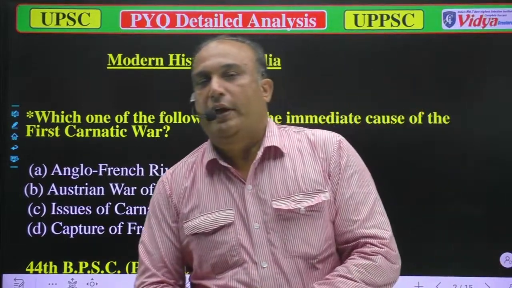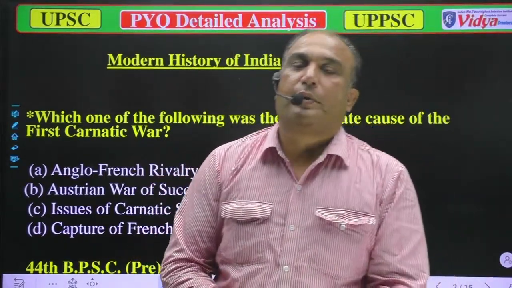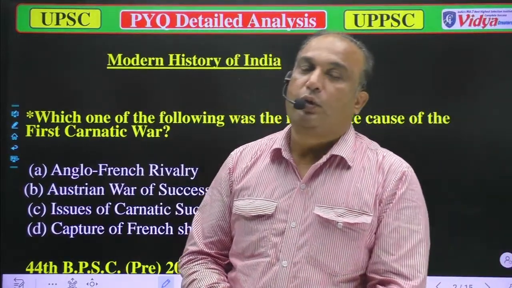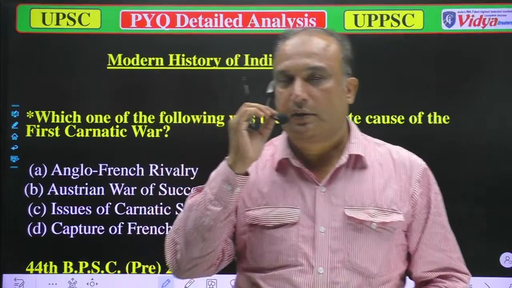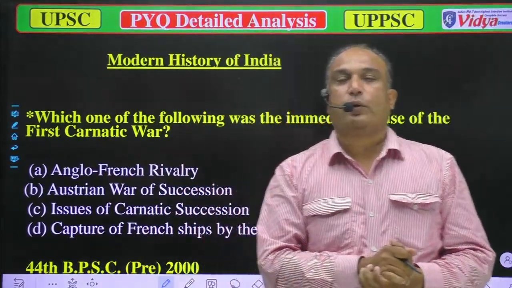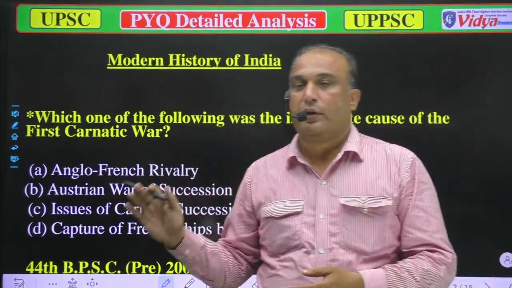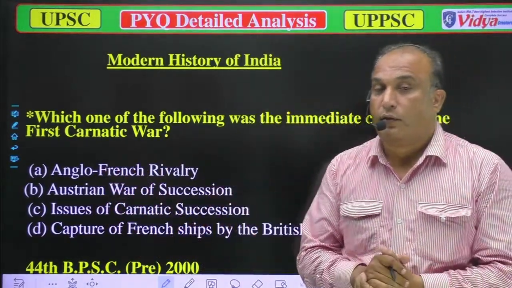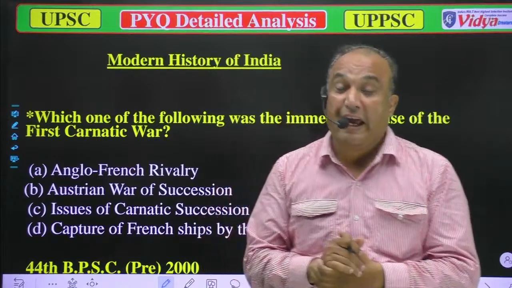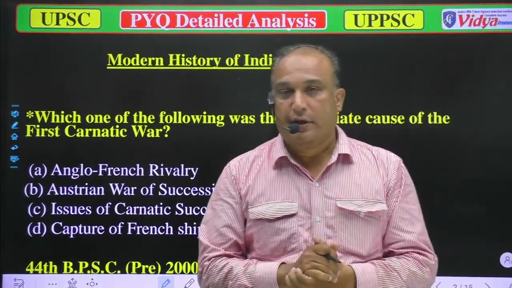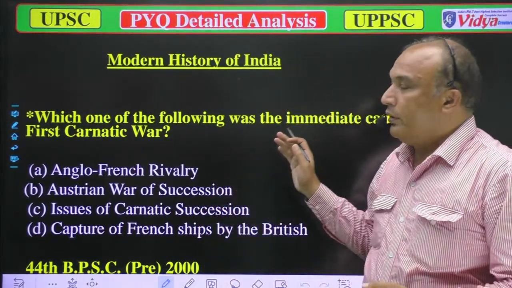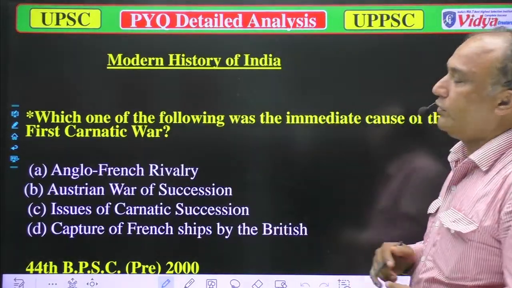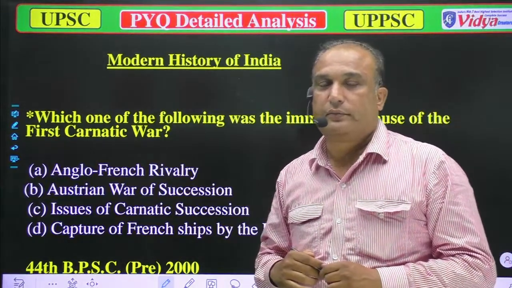Hello, my friends. We are here to solve the first questions. Some questions were given here, and these questions were asked in previous years' papers. So we are going to solve these questions according to the information we have and what we have in our minds. Now, the first question is: which of the following was the immediate cause of the first Karnataka war?